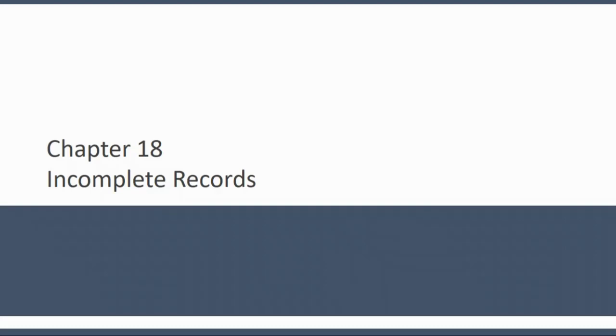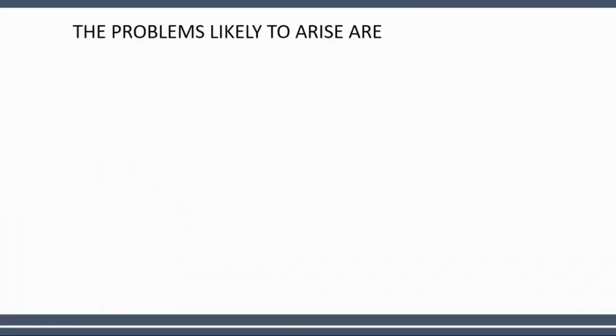Now this chapter is more of mathematics and less of accounting. So you will use a lot of your mathematical knowledge mixed with accounting knowledge. So we start the chapter. It says the problems likely to arise. Usually what happens in such businesses is that cash sales are not recorded.